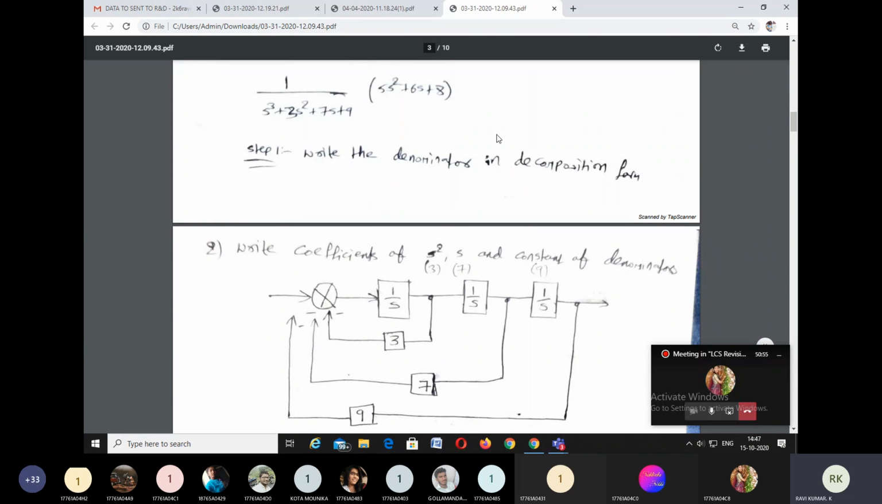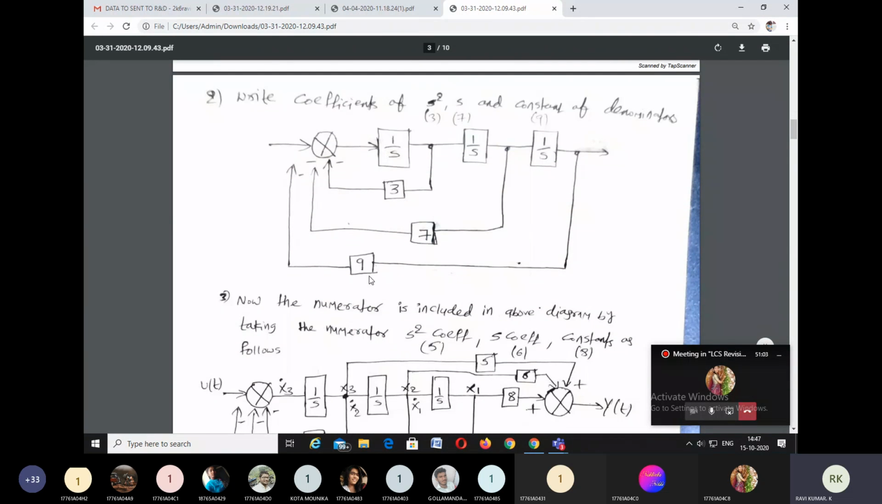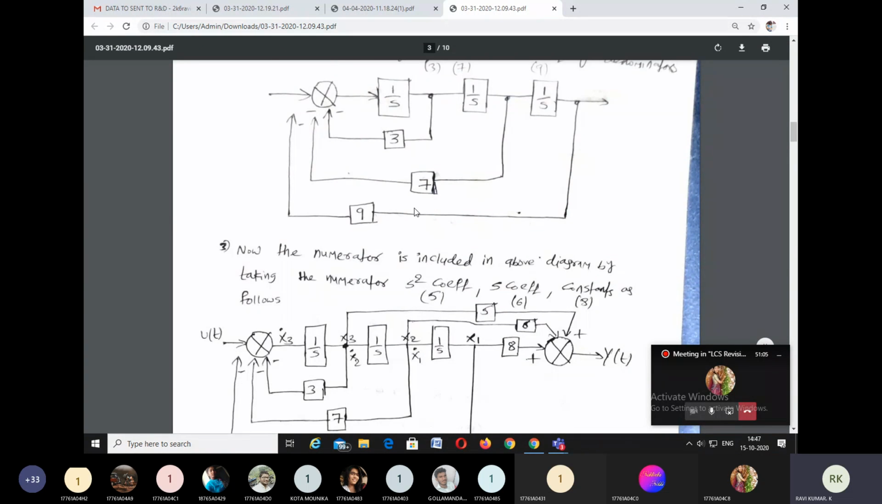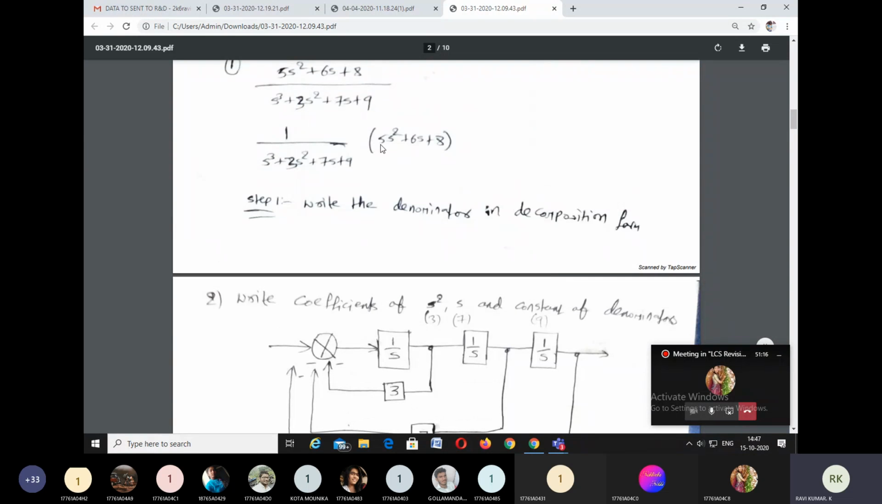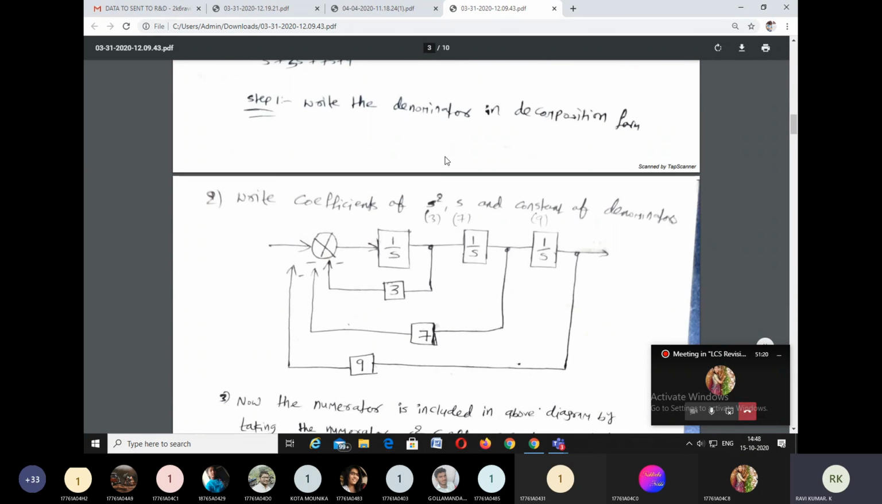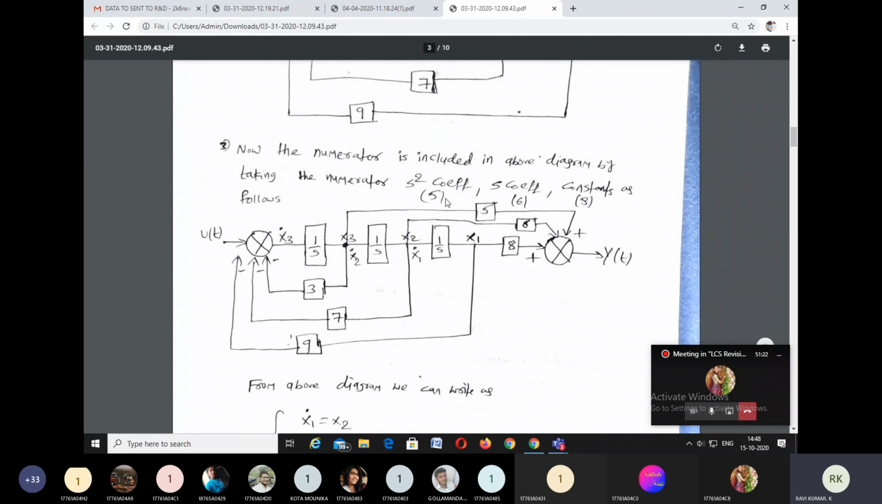So for that one, we have to add some extra blocks to this diagram so that the numerator term will also appear. So the second step is how we write the numerator terms for this diagram. The numerator term is included in the above diagram by taking the numerator s square coefficient, that is 5. The numerator s square coefficient is 5, the s coefficient is 6, and the constant is 8.